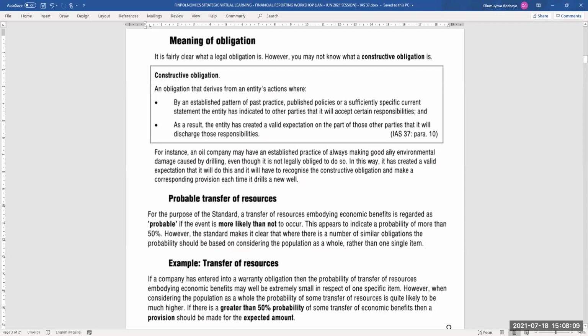Example, transfer of resources. If a company has entered into a warranty obligation, then the probability of transfer of resources embodying economic benefits may well be extremely small in respect of one specific item. However, when considering the population as a whole, the probability of some transfer of resources is quite likely to be much higher. If there is a greater than 50% probability of some transfer of economic benefit, then a provision should be made for the expected amount.